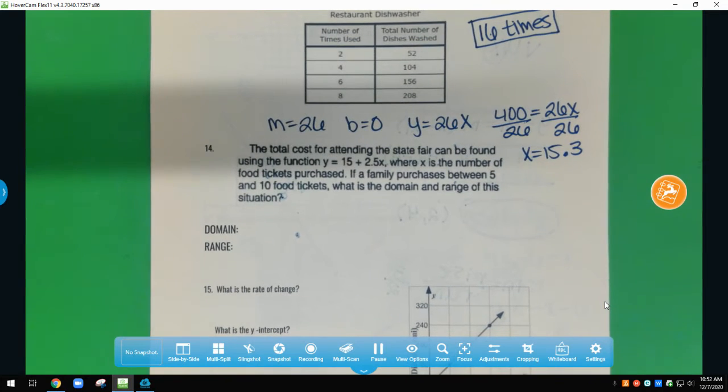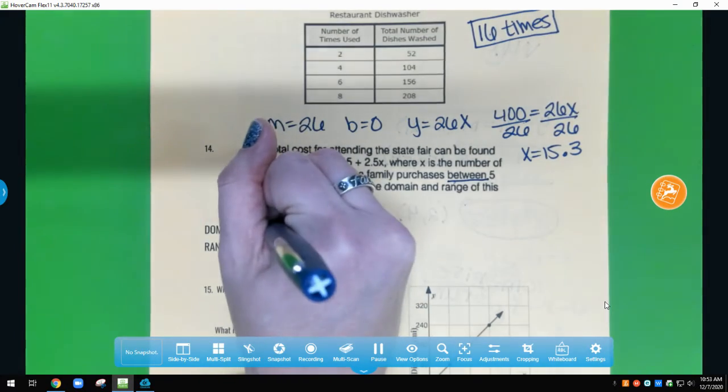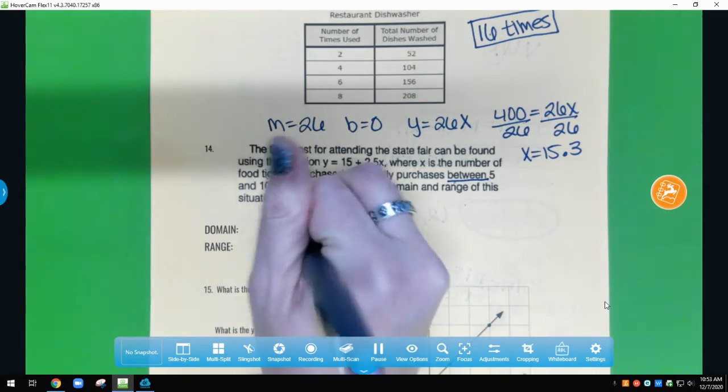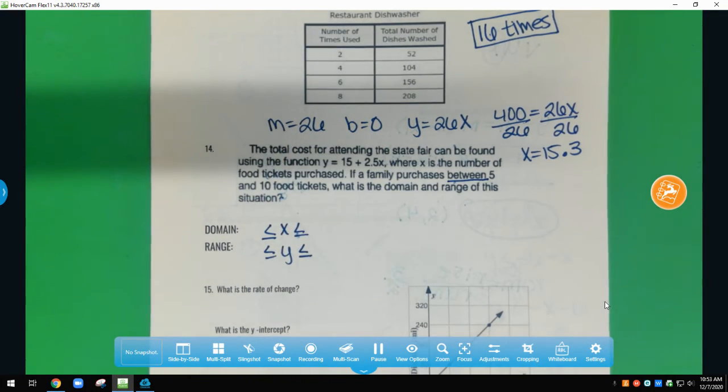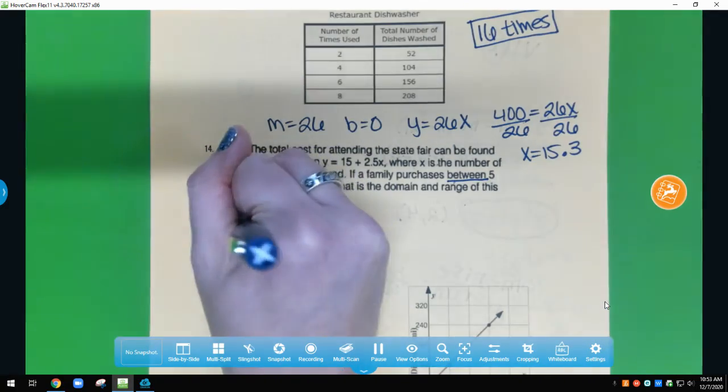All right, number 14. The total cost for attending the state fair can be found using the function y equals 15 plus 2.5x, where x is the number of food tickets purchased. If a family purchases between 5 and 10 food tickets, what is the domain and range of the situation? So between tells me that I need to have my inequality set up. Remember, domain is x, range is y. So it tells me that x is the food tickets, so I know that 5 and 10 are my x values.